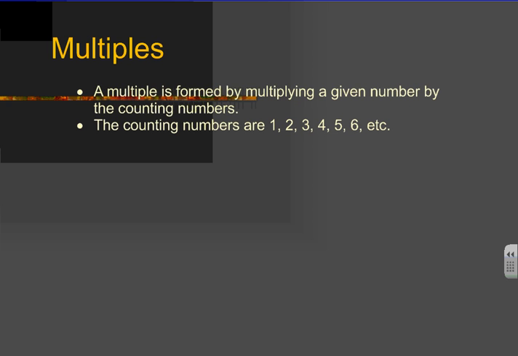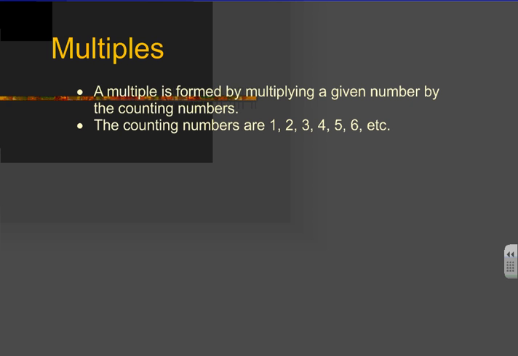Okay? A multiple is formed by multiplying a given number by a counting number. So you take a counting number, you multiply it by another counting number, and you get a multiple. Can anybody think of another name we call those? A product. Every product is a multiple of the two factors. So two factors equal a multiple. One thing I like to remember: when you're finding multiples, you are multiplying numbers, and your answer is a multiple. So write that down in your notes.